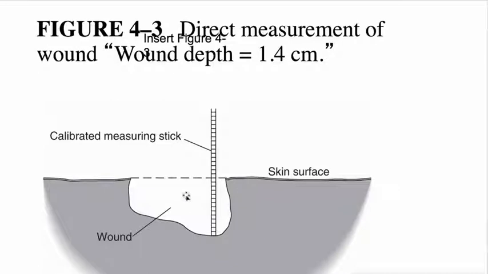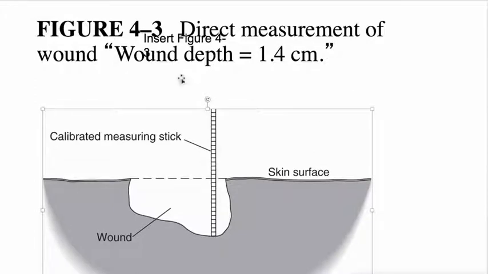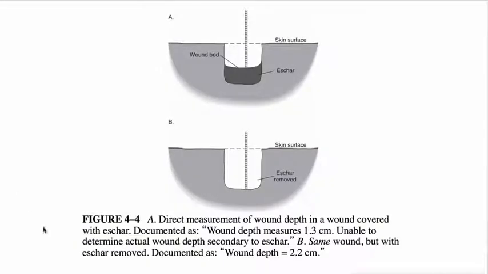And this is a direct measurement. You could use a stick. You're measuring the wound depth. This is with a calibrated measuring stick. And here you also need to document if there's eschar, because that doesn't really give you a real picture of how deep the wound is. Once the eschar is removed, you can really see what the true depth is.